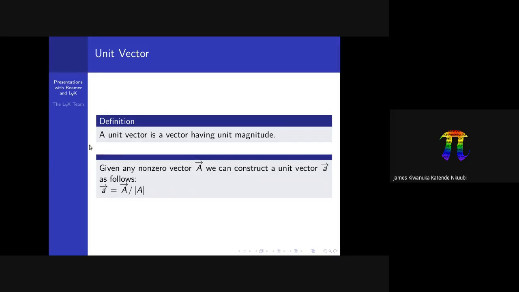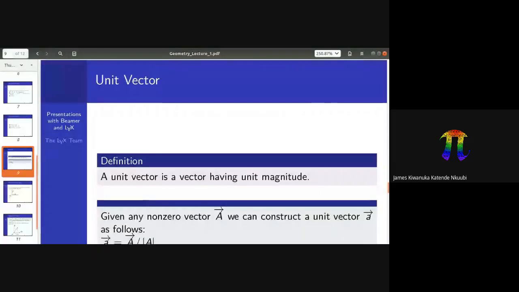So here we will define a unit vector. A unit vector is just a vector which has magnitude 1. Anytime we have a non-zero vector, we can construct a unit vector as follows. We divide the vector by its magnitude. If you divide the vector by its magnitude, you will get a unit vector in the same direction as the vector itself. So this small a is a unit vector in the same direction as a, a vector of length 1.